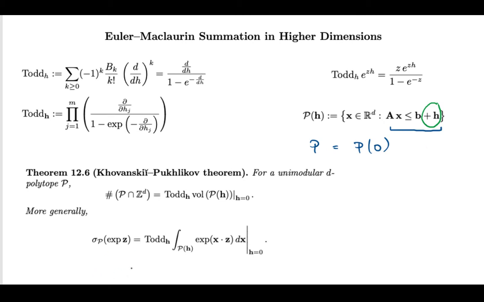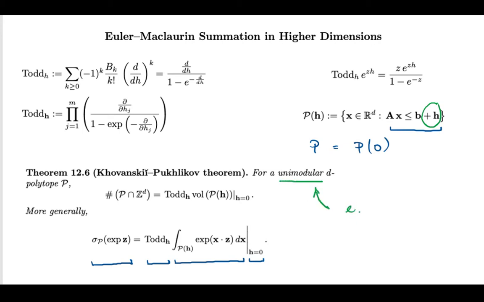So maybe let's look at the statement first. Just like in one dimension, what we're doing is integrating an exponential over this perturbed polytope, then applying the Todd operator in as many variables as we have facets, and afterwards we're setting these perturbation variables equal to 0, and you will get the integer point transform of P in an exponential variable. In the version that we're giving here, I need to assume that my polytope is unimodular. So let me tell you what this means.